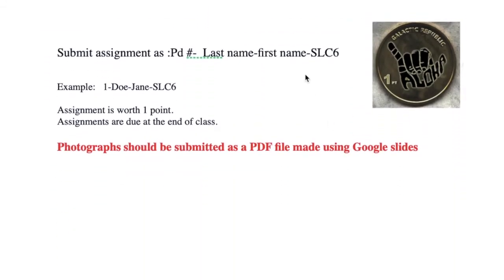Okay, when you're done, submit as period number, last name, first name, SLC 6. Example 1, Doe Jane, SLC 6. Assignment is worth 1 point. Assignments are due at the end of class.